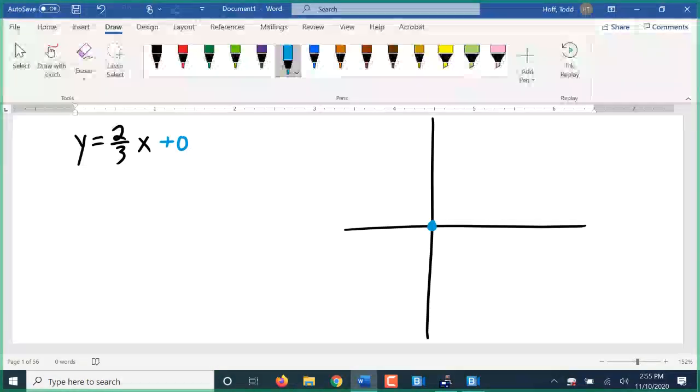The 2/3 x, well, from there we go up 2, and we run 3. Get to our second point. So if there's no y-intercept given, the graph just goes through the origin.